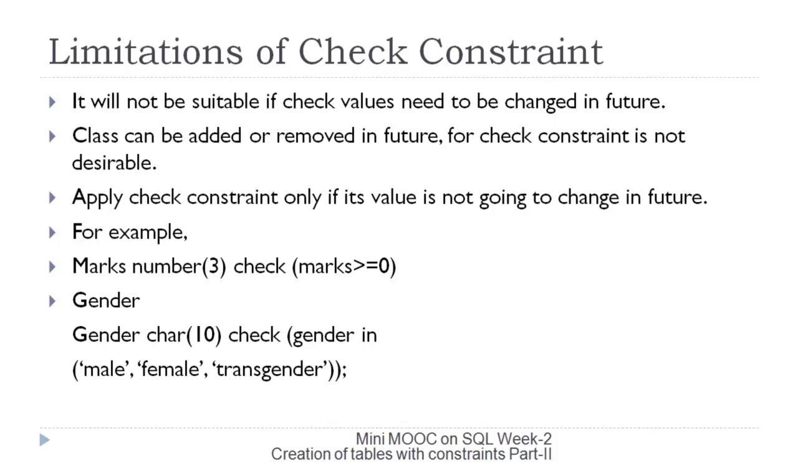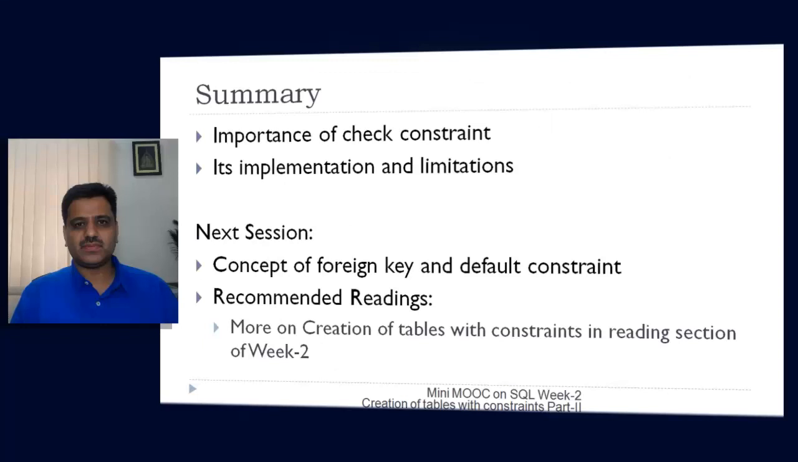For example, it is valid for marks that it should be greater than and equal to 0. So we can apply check constraint for this. We can also apply check constraint for gender field, that gender should be male, female and transgender. But it cannot be applied in case of class, where classes can be added or removed in the future.